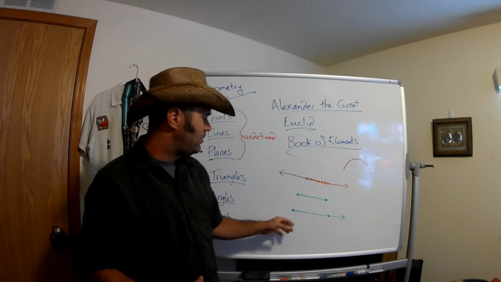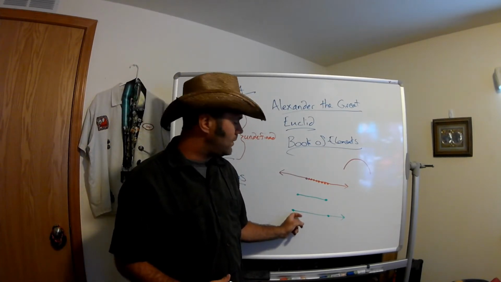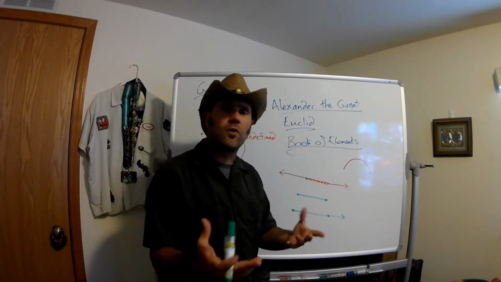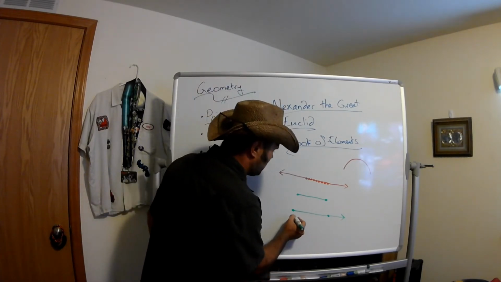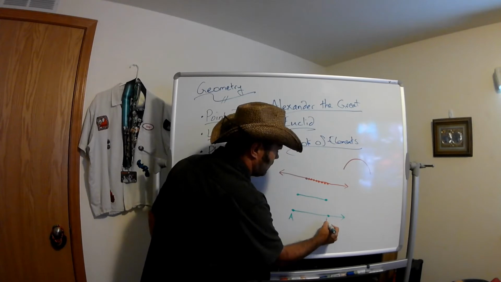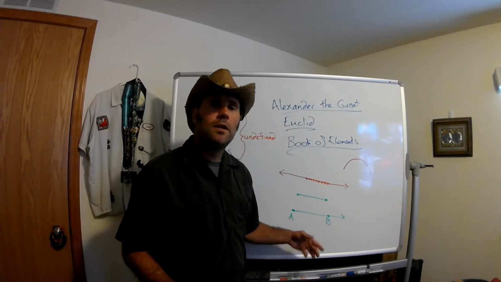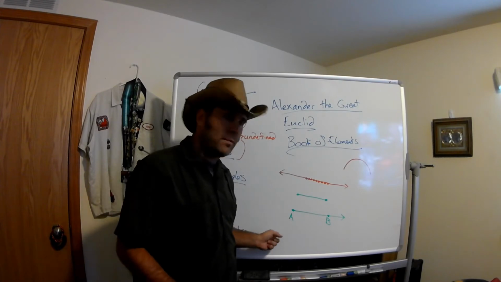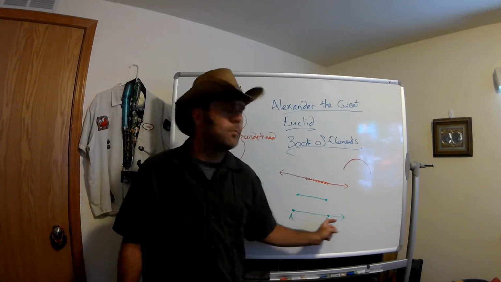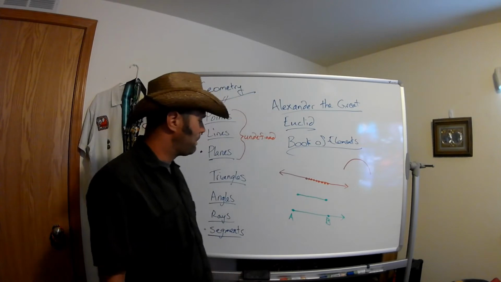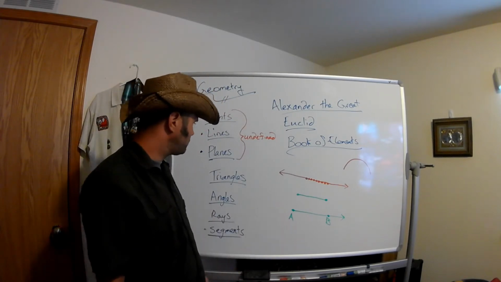So in this case, this is my starting point and it's going this direction. So how can we talk about it? Well, we can talk about it in terms of letters. So we could say this is point A and this is point B. And this is a ray that starts at point A towards point B and then on forever. Okay? So that's a ray.